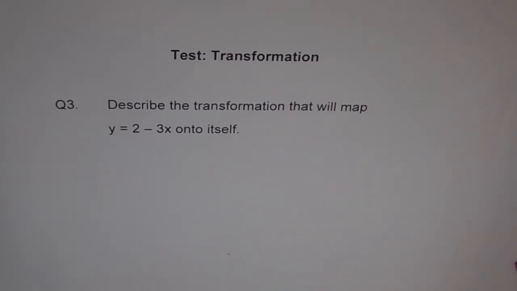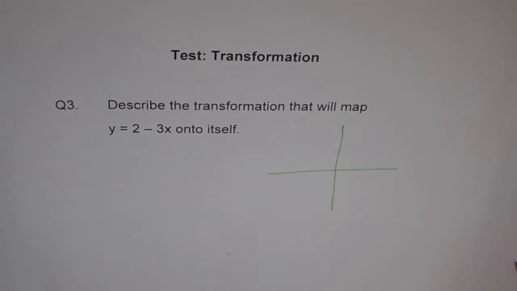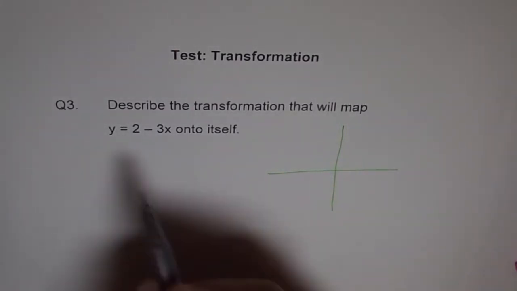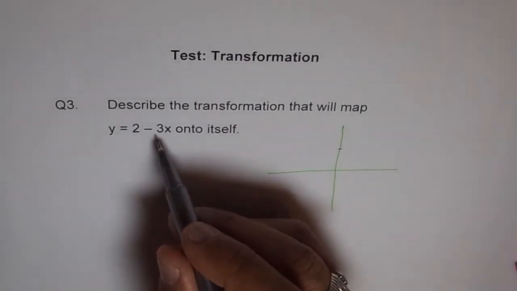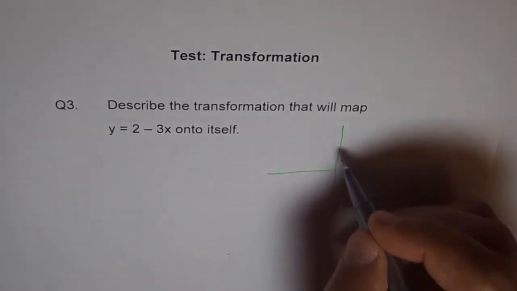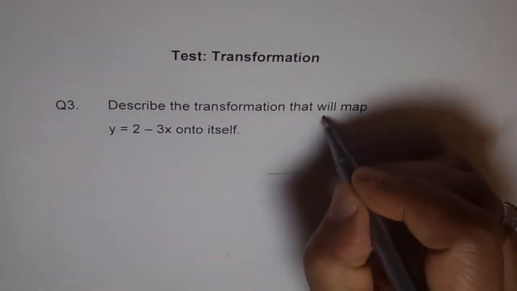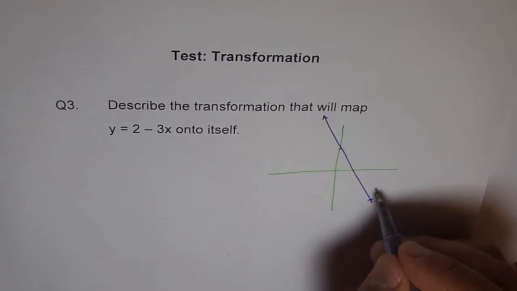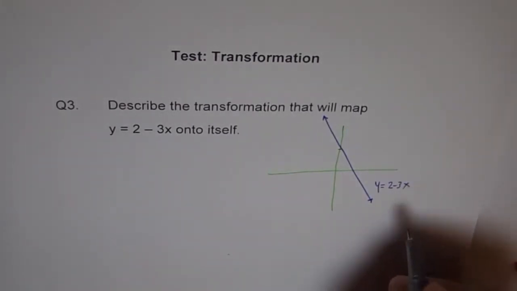Try to do this problem, think over it, and then look into the solution. Now, let's try to attempt it. So let's first think how the line looks. We have the line y = 2 - 3x, so the y-intercept is 2 and the slope is negative 3. So we go down 3 and right 1. We get a line like this. Let's say this line is y = 2 - 3x. Correct?